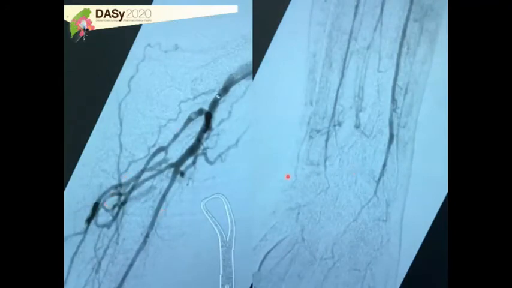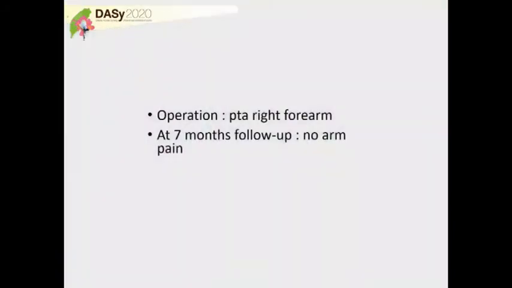In this case, we tried to advance the wire to make the palmar loop, but we could not succeed, and the final result is not perfect. At 7-month follow-up, the clinical picture improved, no arm pain.